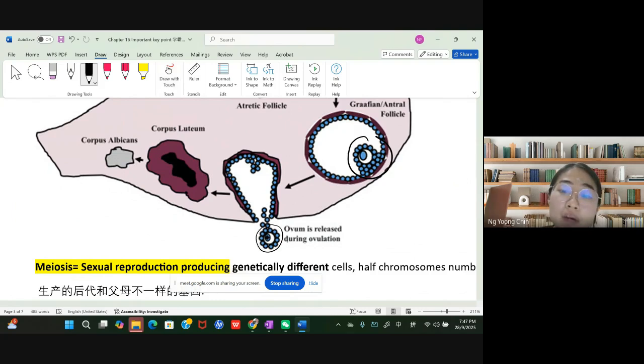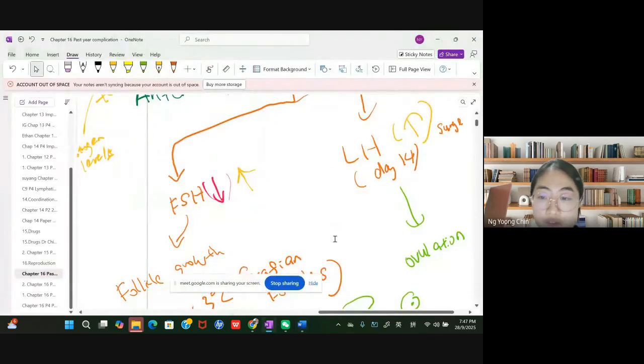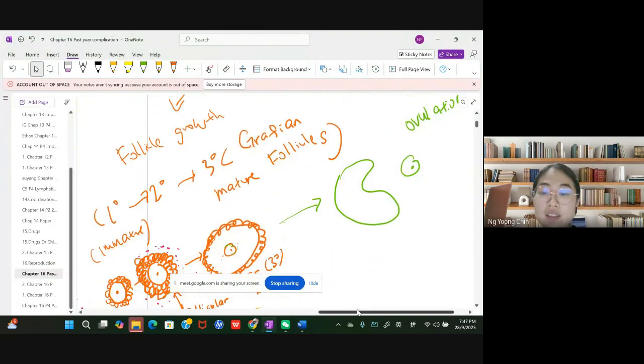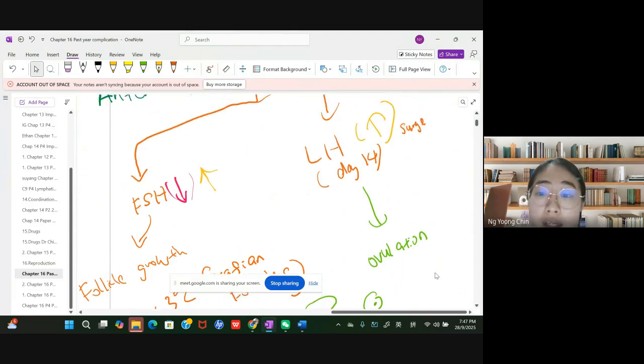After that, this ovum will be released from the ovary to the oviduct. And then it will try to encounter the sperm for fertilization. Okay, so this is ovulation. Ovulation means the ovum is being released out for fertilization later. This is due to the influence of the LH hormone. Remember, yeah?